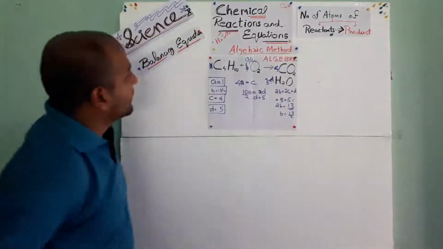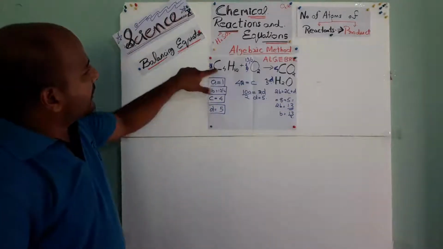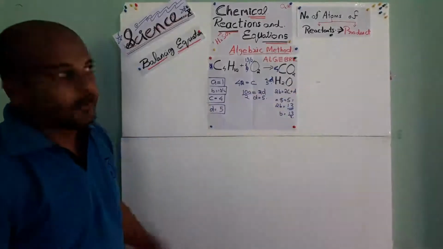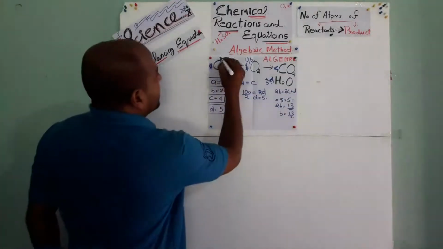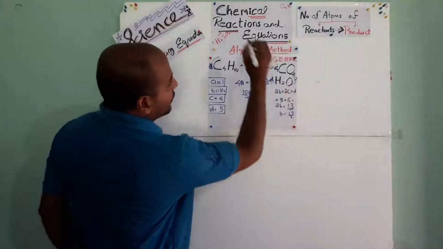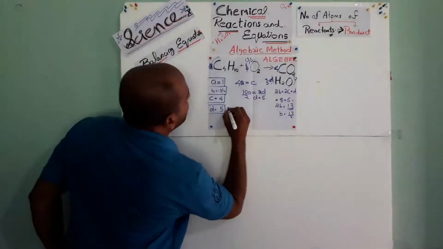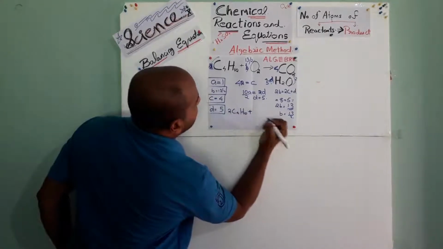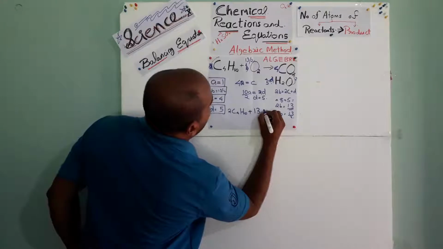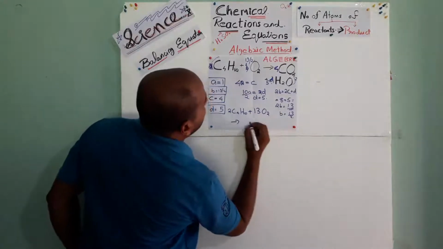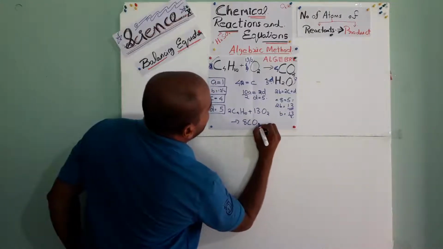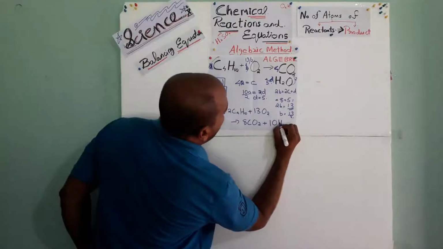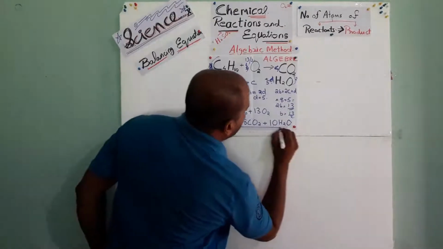We will add. So what equation will we get? C4H10 plus 13 by 2 O2 gives 4 CO2 plus 5 H2O. But here there is a fraction. So we want to multiply the entire equation by 2. So what will we get? 2C4H10 plus 13 O2 will give 8CO2 plus 10 H2O.